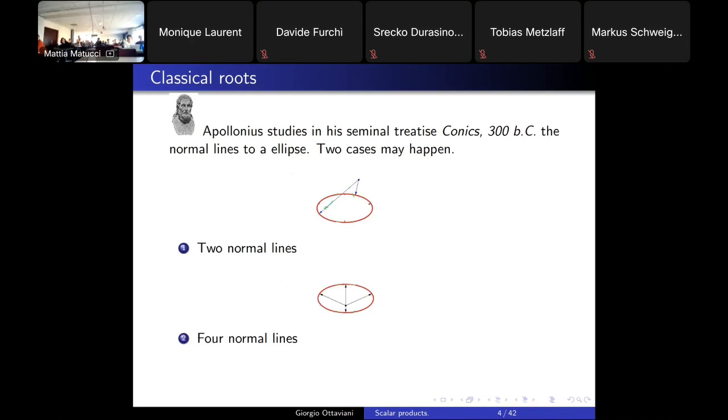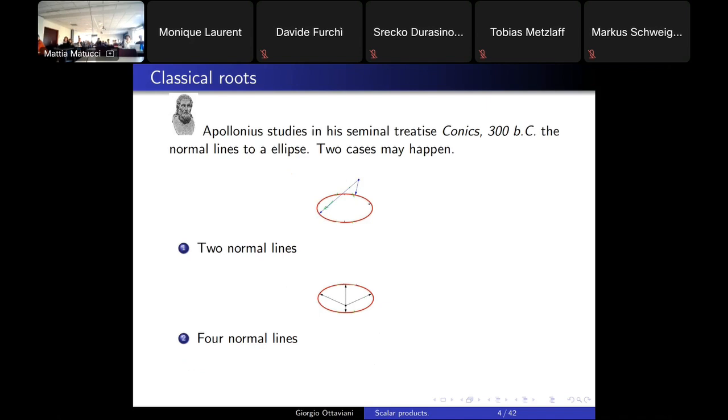Here you have another point. You have 4 normal lines, and this is the maximum. Nowadays, we can say there is an algebraic equation, and the number of complex lines is always 4. And when there are 2 real ones, the other 2 are complex conjugate. So you don't see them, but they are there in the complex numbers.